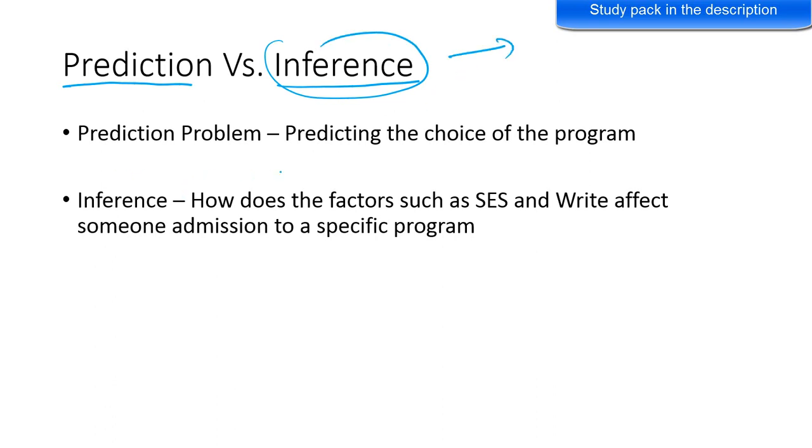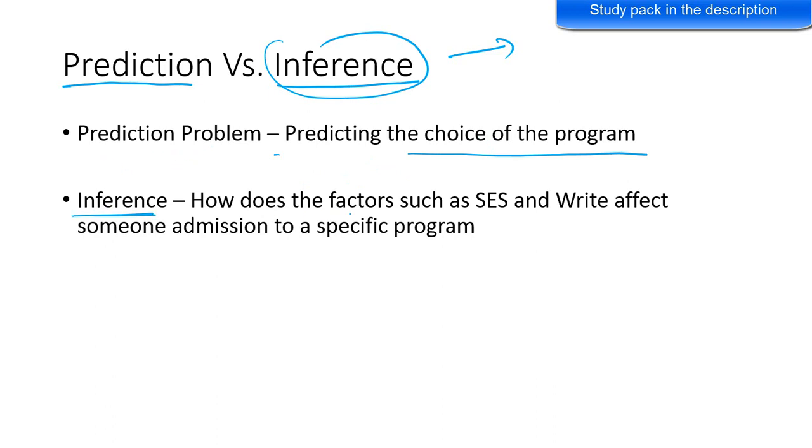Now, the prediction problem is simple. Given the factors, or given the independent variables, you need to predict the choice of the program. If somebody's economic status is known and somebody's score on writing skills is known, one should be able to find out which program the student is going to choose, or likely to choose, to the maximum accuracy possible. So that's a prediction problem.